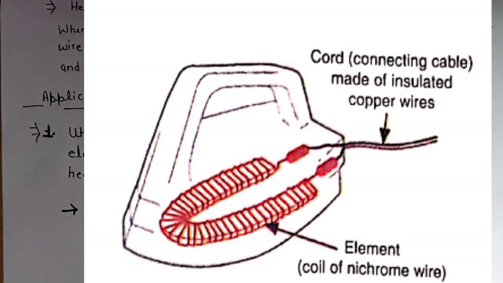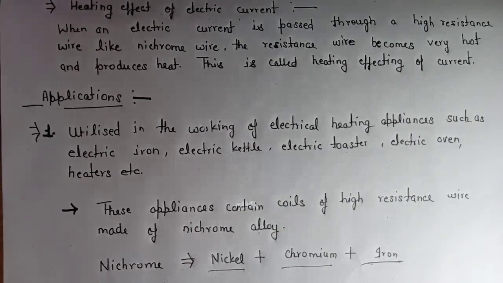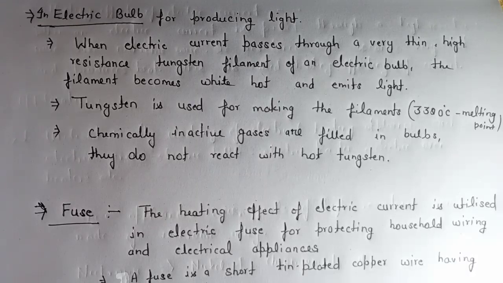You can see in an electric iron there is a heating plate which produces heat by means of electricity. Nichrome alloy is made of nickel, chromium and iron, and these three are the main components of nichrome alloy. We have another appliance which is electric bulb, and that is very common to all.